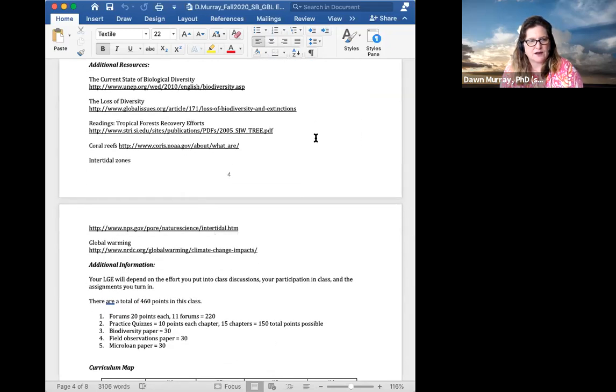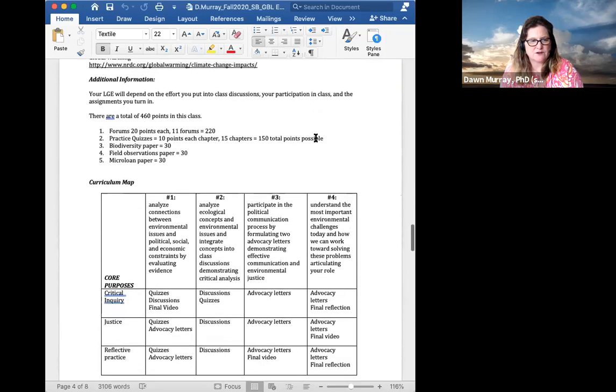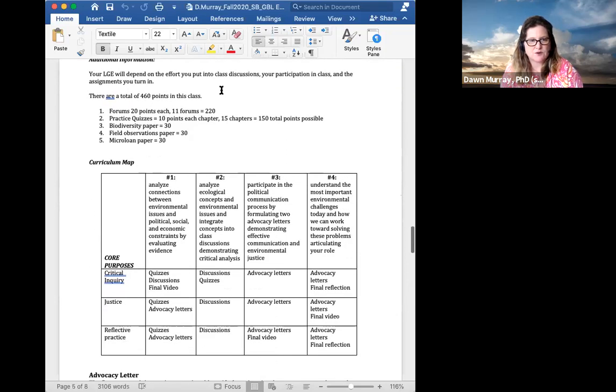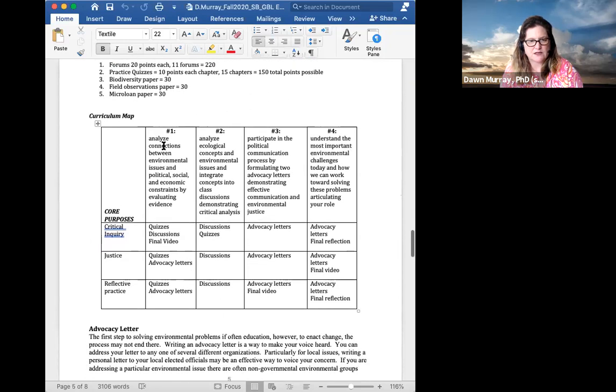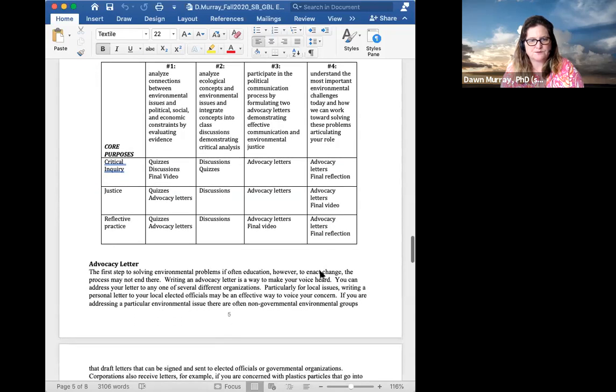So here's some additional resources, some information, and there are a total of 460 points in the class. So there's forum points, 220, practice quizzes are 150 total, and then your papers are 30 each. And you've probably seen curriculum maps before, but the core purposes addressed in this class are down in this column, and across the top row are our different learning outcomes.